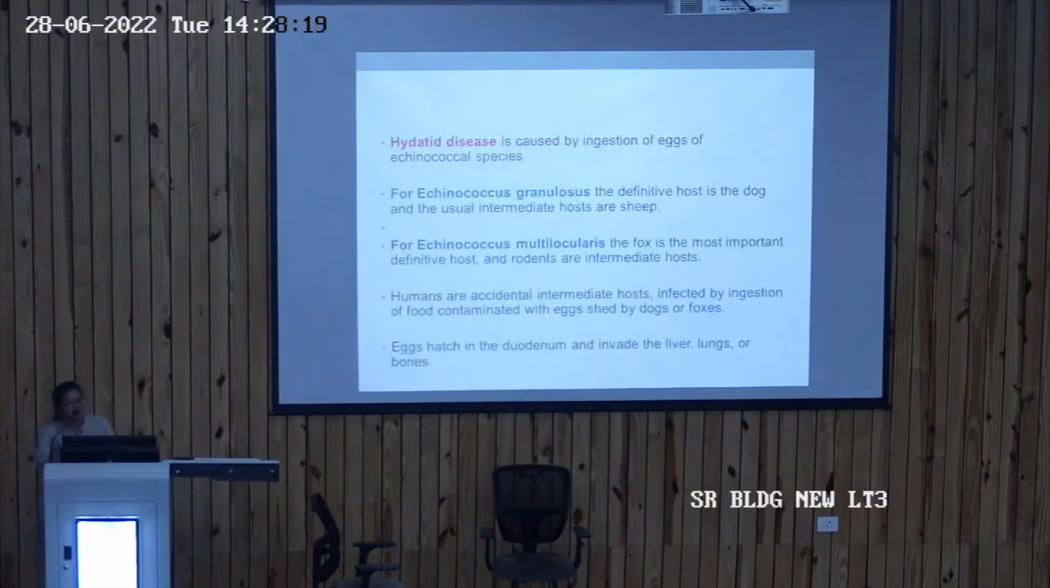Now a little bit about Echinococcus granulosus. Hydatid cyst is caused by ingestion of the eggs of Echinococcus species. For Echinococcus granulosus, the definitive host is the dog, and the usual intermediate host is the sheep. For Echinococcus multilocularis, the fox is the most important definitive host, and rodents are intermediate hosts. Humans are accidental intermediate hosts, infected by ingestion of food contaminated with eggs shed by dogs or foxes.